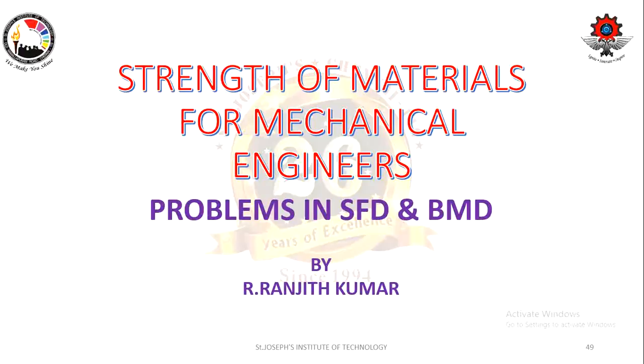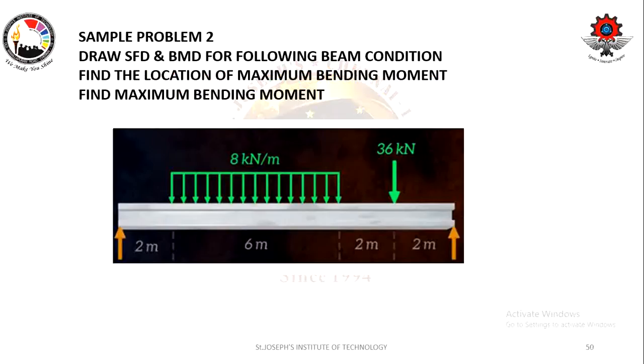In the previous video we saw a problem. Again I have come up with a different problem. Let us see how this problem is solved. I have taken again the same simply supported beam. So let us begin. This is the problem. They have asked us to draw the shear force and bending moment diagram for the following beam condition. We are supposed to find the location of the maximum bending moment and also find the magnitude of the bending moment.